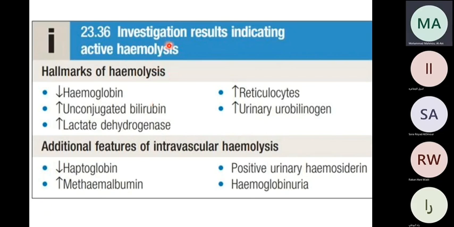This is also a slide from Davidson. In a patient with hemolysis, whether intravascular or extravascular, there is a decrease in the hemoglobin, an increase in the unconjugated bilirubin, an increase in the LDH, lactic dehydrogenase, an increase in the reticulocytes, and an increase in the urinary urobilinogen. This is whether it is intravascular or extravascular. When there is intravascular hemolysis, we have a decrease in the haptoglobin, an increase in methemalbumin, positive urinary hemosiderin, and hemoglobinuria. This is more marked because intravascular hemolysis is more severe than extravascular.